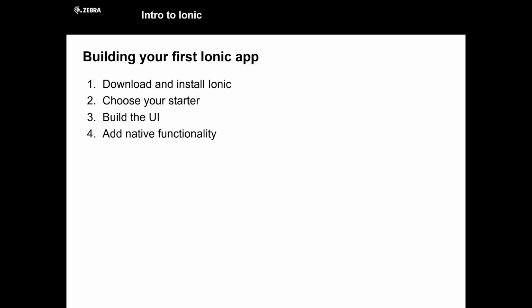So, building your first Ionic app. You want to go ahead and download and install Ionic. It's a quick npm install command. You'll choose your starters. Our base starters are the blank starter, tab starter, and side menu starter. These give you some classic navigation setups that people are used to, and give you a nice base for starting to build your app. Then you'll build your UI, and then you can start adding data functionality using plugins like the Zebra plugin that we're talking about today.